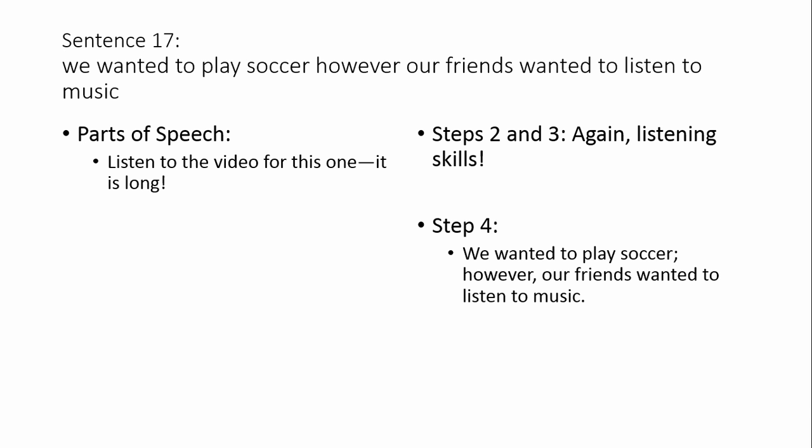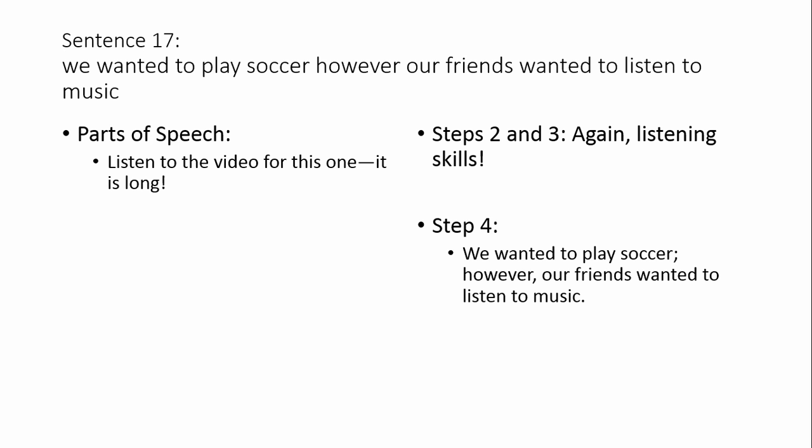Okay, and then we get to the whole mess of step 3. And again, this is going to break into 2 parts. So we have we wanted to play soccer is bracketed, and then however our friends wanted to listen to music is bracketed. So we have 2 independent clauses, which means we have a compound sentence. It's just a statement of fact, so it is a declarative sentence.